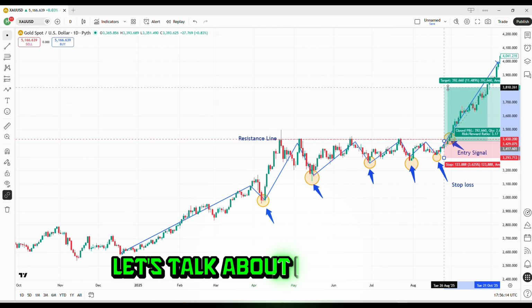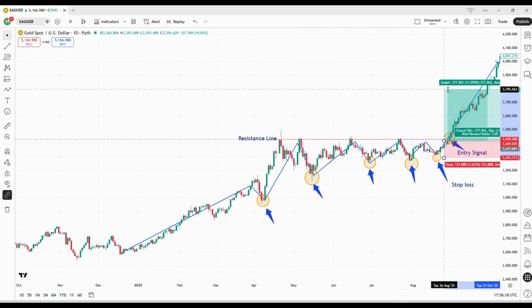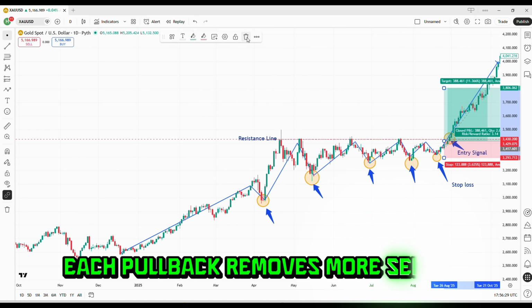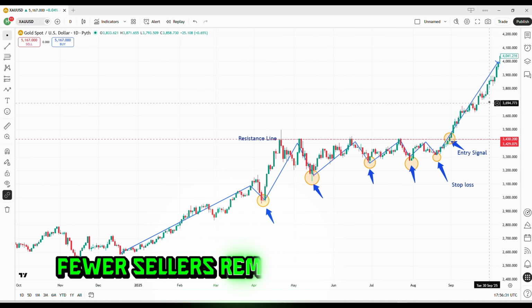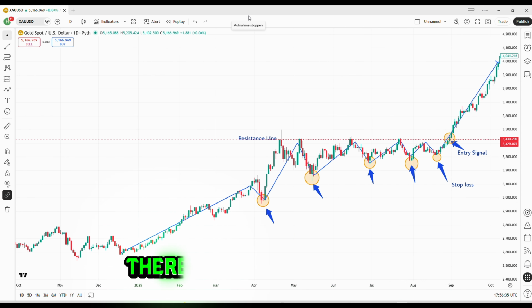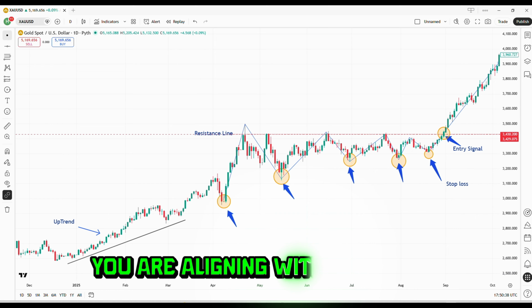Let's talk about psychology. Why does the volatility contraction pattern work? Because markets move on supply and demand imbalance. Early buyers accumulate, weak holders sell during pullbacks. Each pullback removes more sellers, fewer sellers remain. Pressure builds. When demand finally increases, there is little resistance. Expansion happens fast. You are not predicting, you are aligning with imbalance.